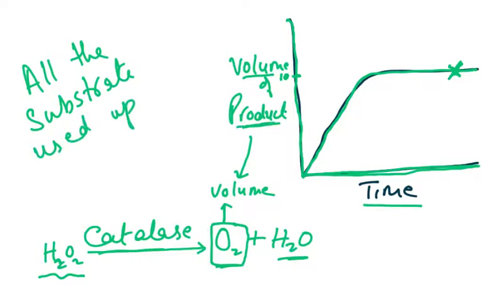Because the product now, why is it that no more product is being formed? Because all the hydrogen peroxide has been used up. So no more of the substrate is left. So no more substrate, no more oxygen being produced.